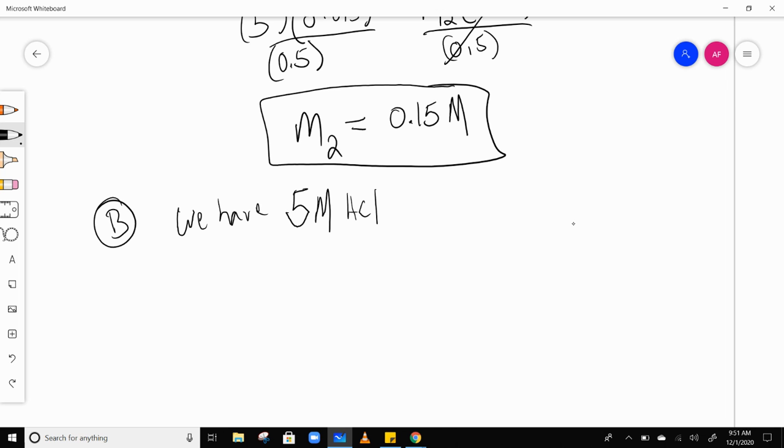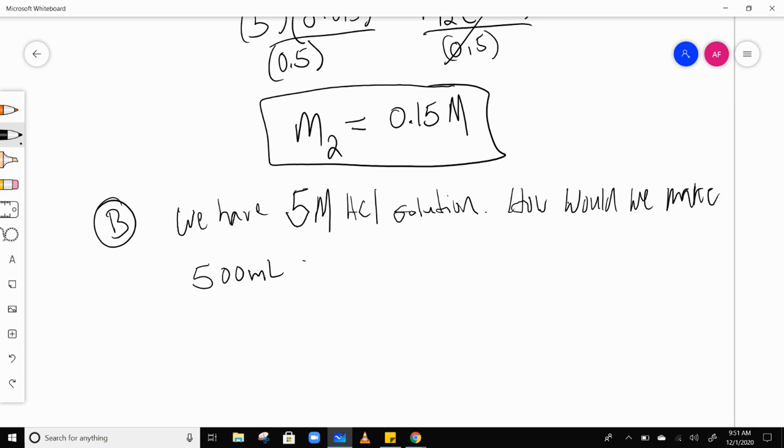HCl solution, let's say. How would we make 500 mLs of a 1 molar solution? So we have a 5 molar HCl solution.